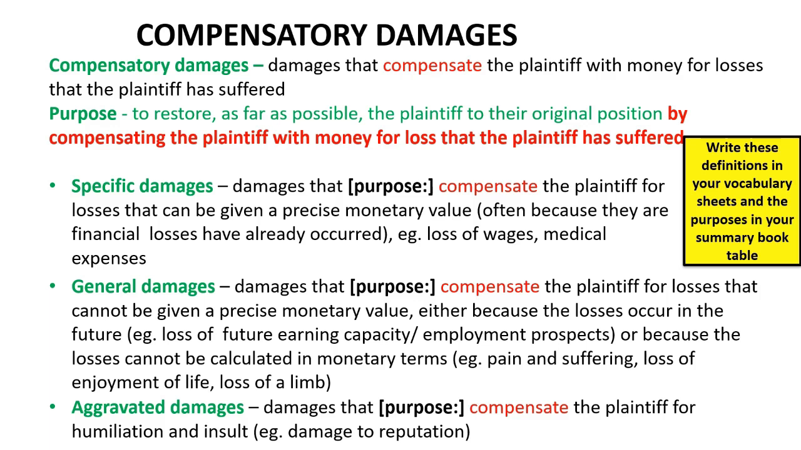The third kind of compensatory damages is aggravated damages. Aggravated damages are damages that compensate the plaintiff for humiliation and insult. For example, for damage to reputation. Look down the left-hand side of your vocabulary sheet, find the term aggravated damages and write this definition in there. The purpose of aggravated damages is therefore to compensate the plaintiff for humiliation and insult. Write this purpose in the middle column of your summary book table.